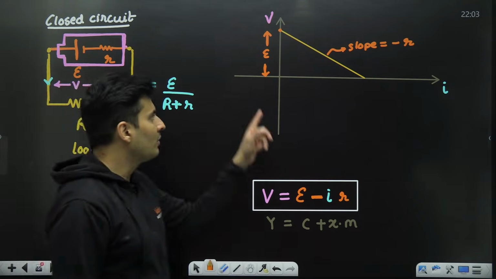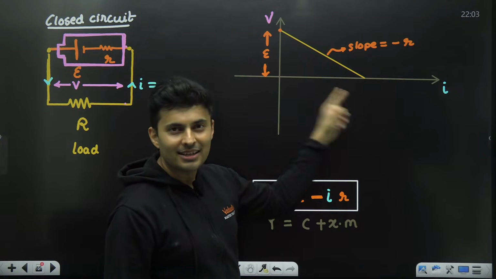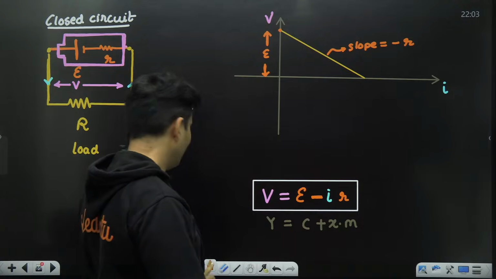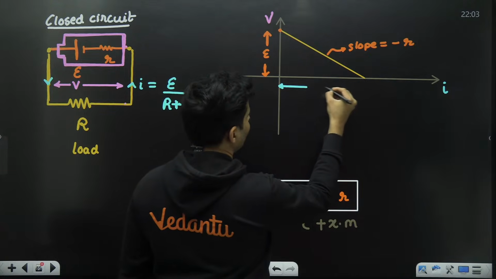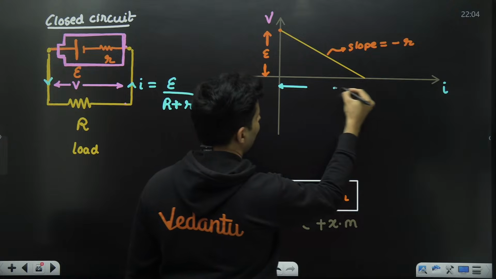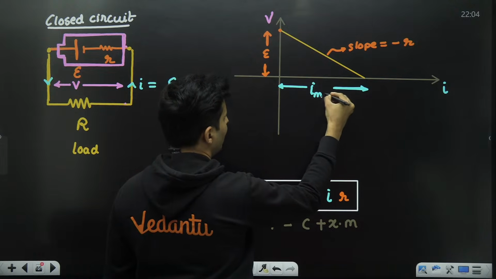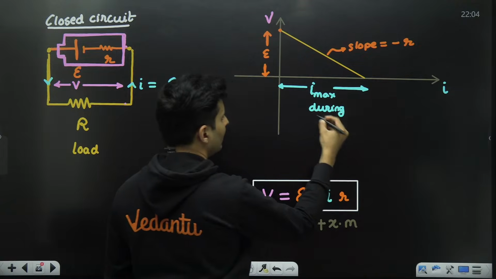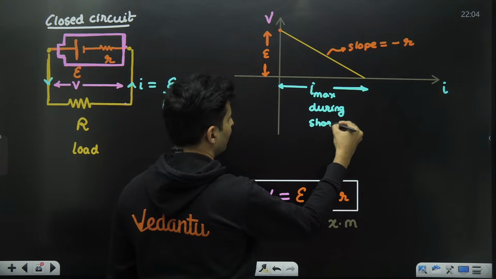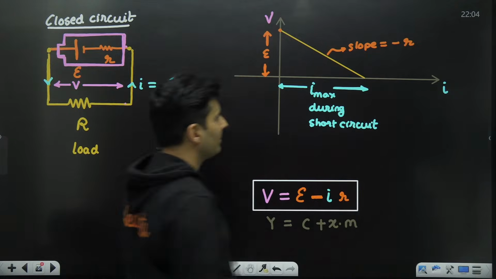And if you ask me, what is this over here? Well, can you guess, guys? This particular length, can you guess what it is going to be? This is the maximum current that can flow in the short circuit. So this is I max during shorting of the circuit, during short circuit, because more than that you cannot take.